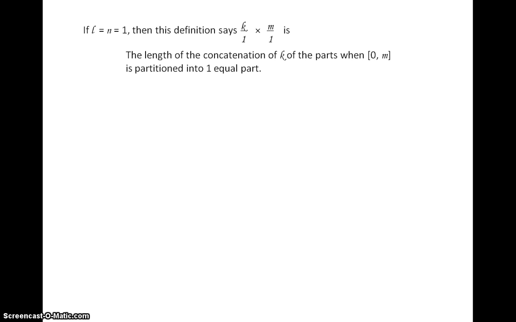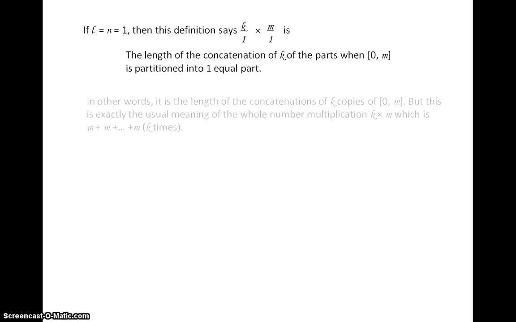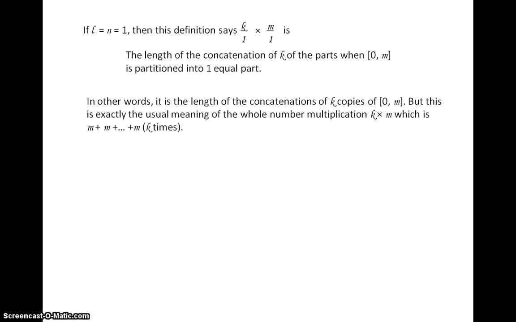Alright, so let's say that L and n are equal to 1. Then this definition says k over 1 times m over 1 is the length of the concatenation of k of the parts when the segment 0 to m is partitioned into one equal part. In other words, it is the length of the concatenation of k copies of 0 to m, but that's exactly what whole number multiplication is: k times m, which is m plus m, however many k times that is.